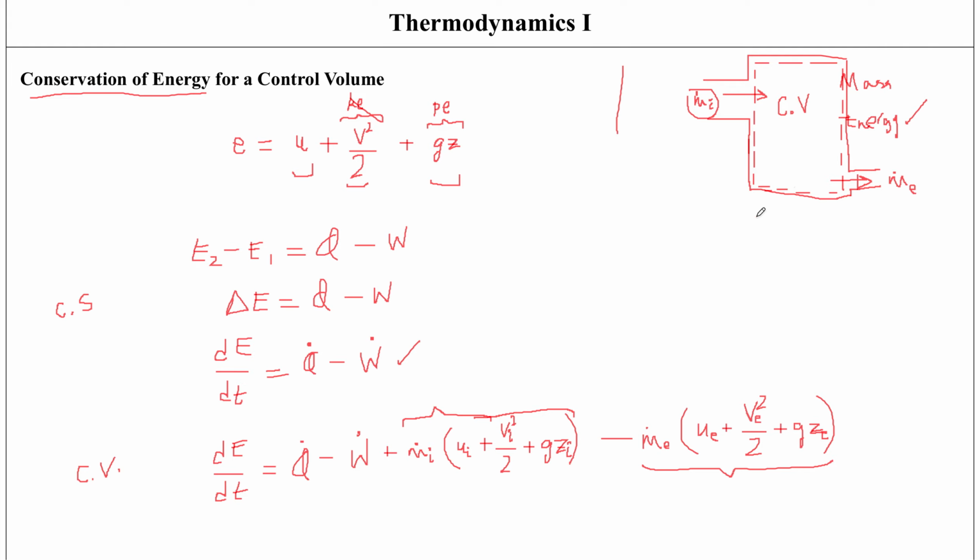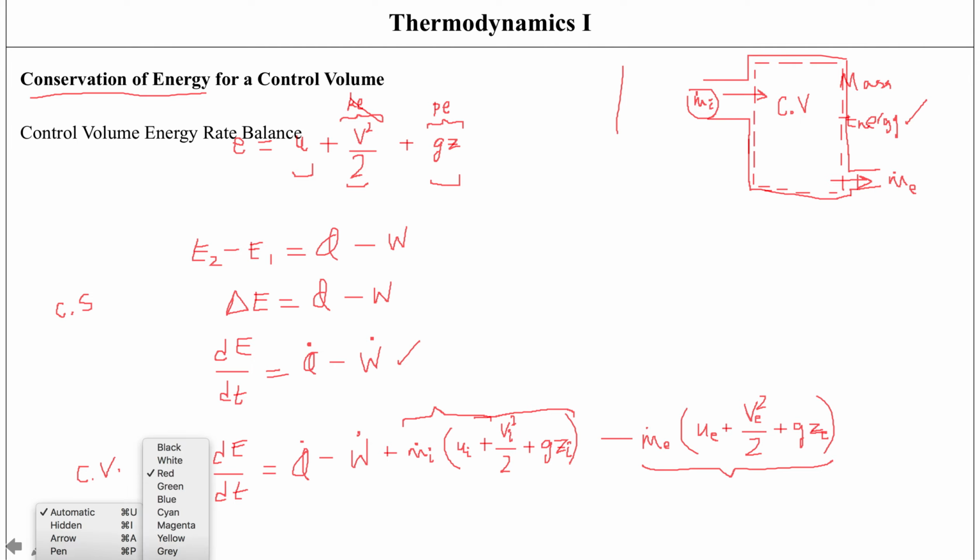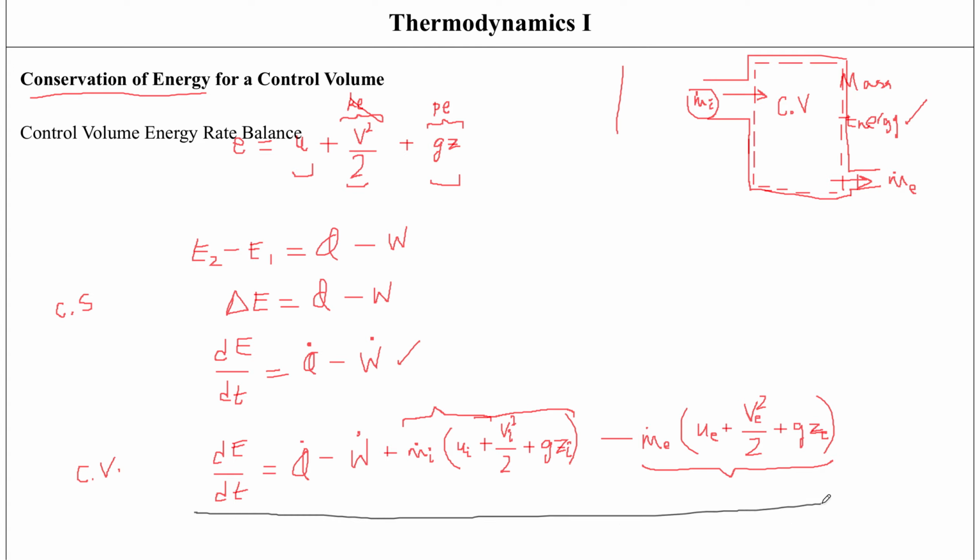What else do we need to account for? Let me just show you here. This is called the control volume energy rate balance, the equation that we've seen over here. This is basically the conservation of energy principle in the form of an equation.